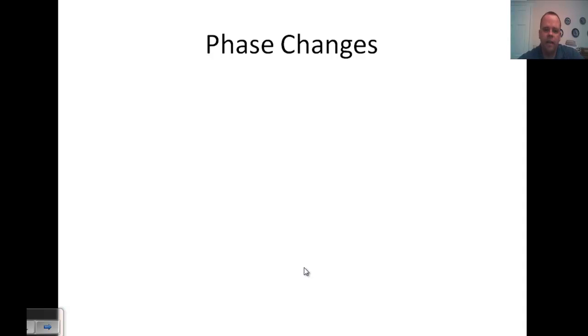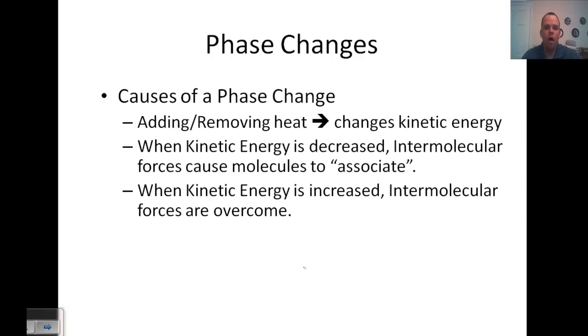Earlier in the course, we looked at the energy changes that happen when a substance is heated or cooled using the equation Q equals m s delta T. Now we want to look at what happens when a phase change occurs, when something goes from solid to liquid, liquid to gas, gas to liquid, liquid to solid, or even the sublimation and deposition phase changes.